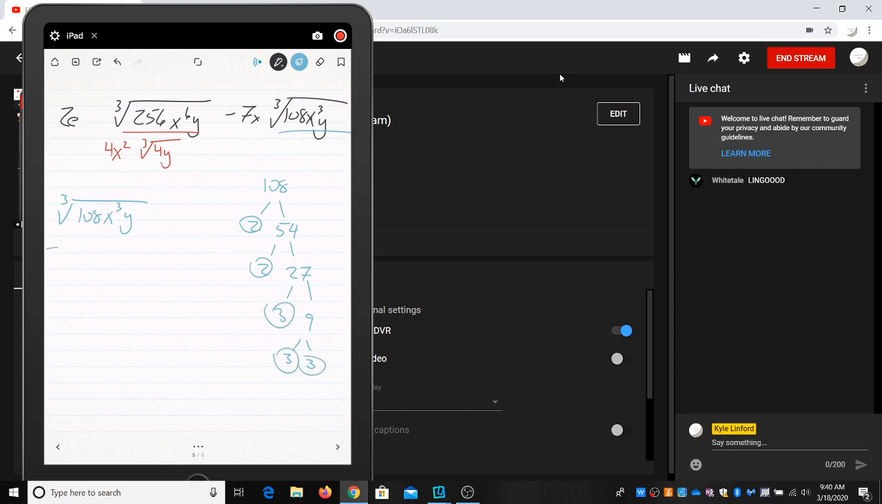So let's reorganize these. We have the cube root of 108. We have the cube root of x cubed. And we have the cube root of y. Now, instead of 108, I have the cube root of 2 squared and 3 cubed. 3 cubed is 27, 2 squared is 4, 27 and 4 make 108. And then the cube root of x cubed, I won't simplify that just yet, and the cube root of y. So you're seeing how I'm going about splitting up the cube root of 108.